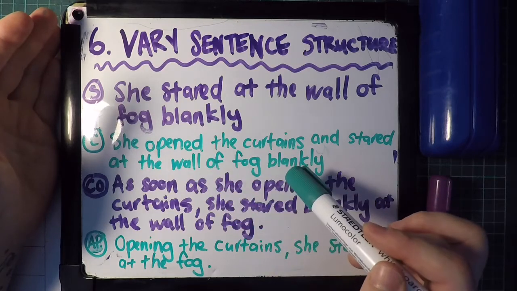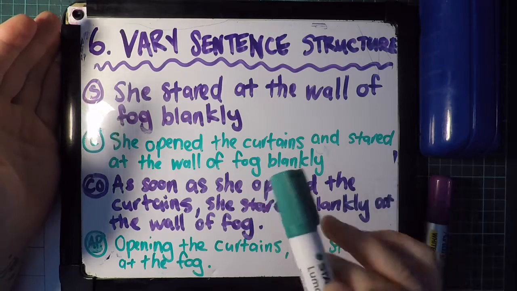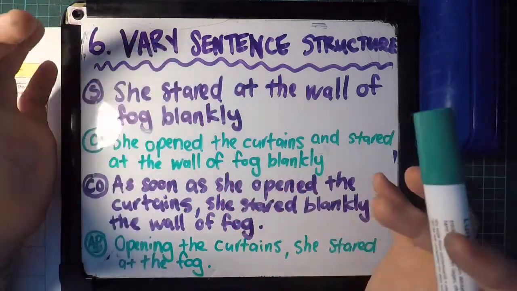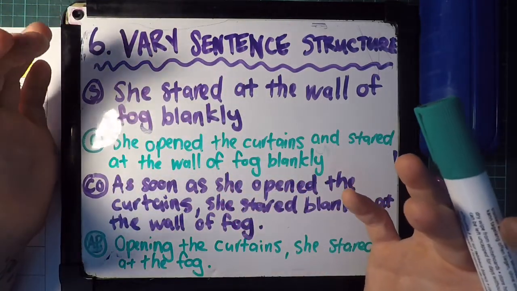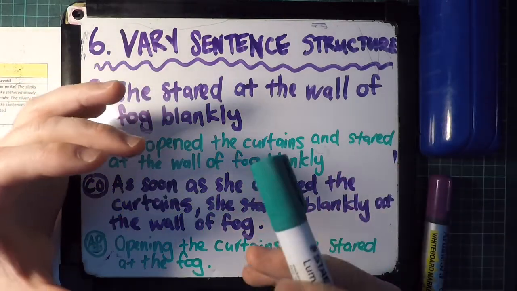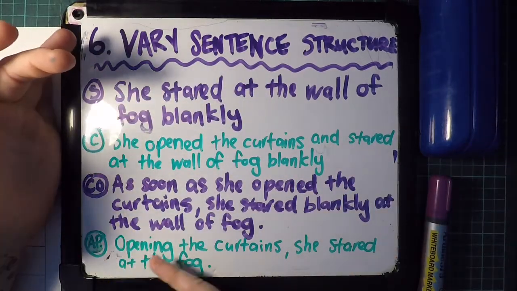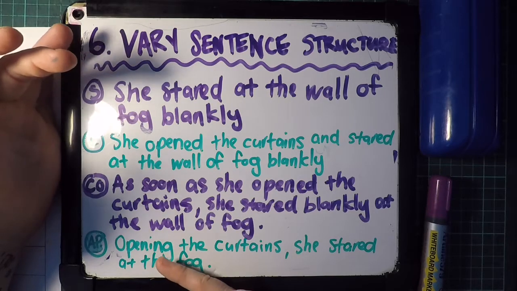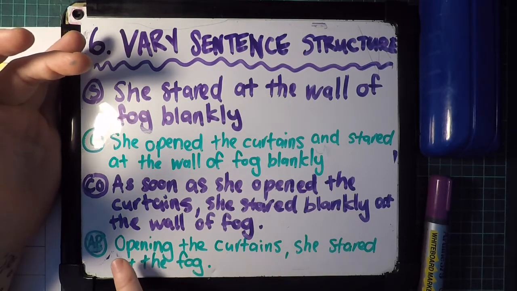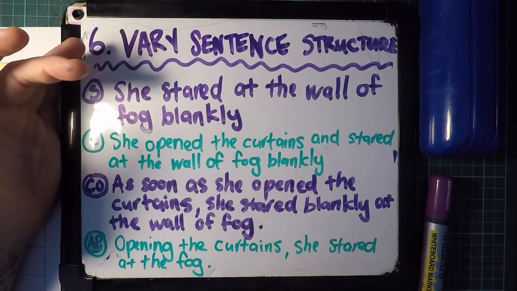With these 3 sentences here, the first 3, they're focusing on the fog as being the main thing that we want to focus on. But maybe the fog isn't the most important thing that you want to focus on. Maybe you want to minimize the fact that there's fog there, and you just want to sort of talk about the fact that she's opening the curtains. In that way, you can flip the whole sentence around and start with an adverbial phrase. So I'll show you what I mean. The last one here: opening the curtains, she stared at the fog. So this sentence, the last one, kind of makes opening the curtains the most important part.